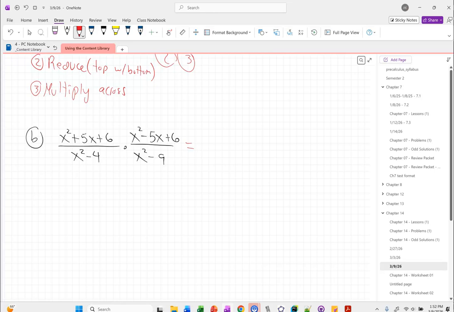How do I factor x squared plus 5x plus 6? x plus 3 times x plus 2. How about x squared minus 4? x minus 2 times x plus 2. And then x squared minus 5x plus 6.